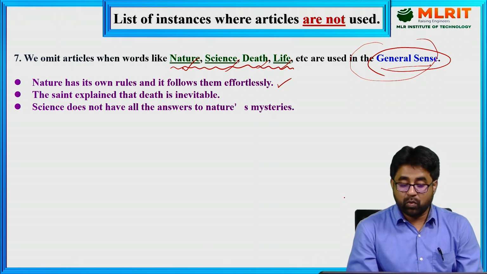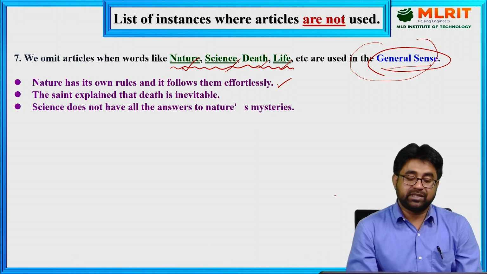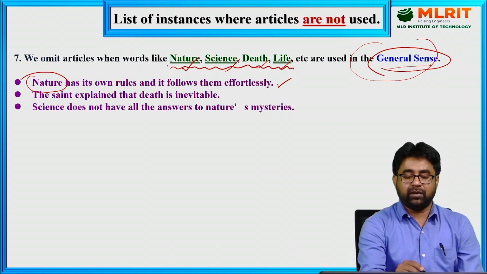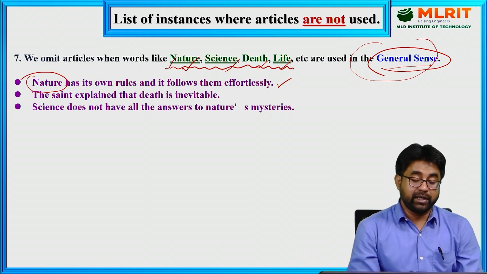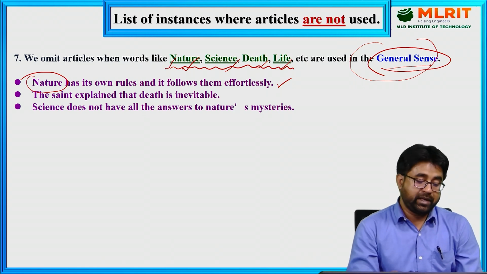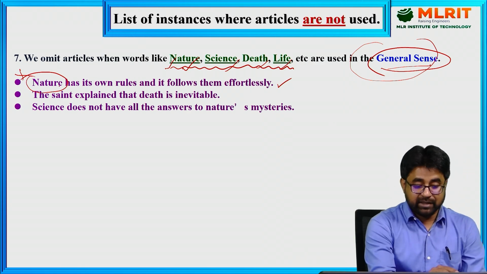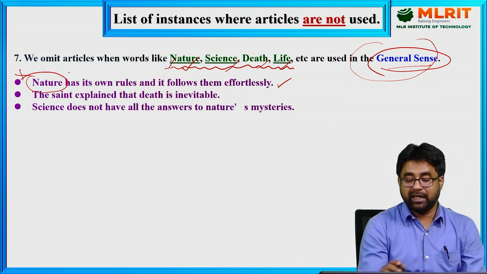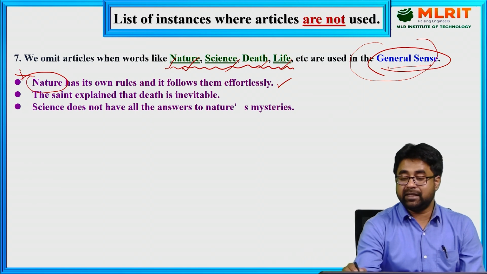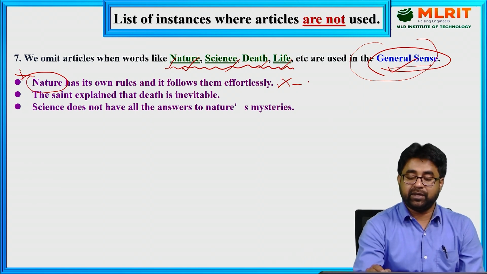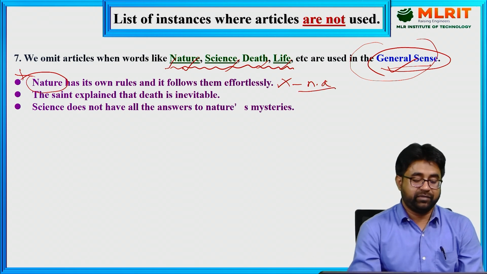Nature has its own rules and it follows them effortlessly. So it's about talking about nature. You can see here also in the rule it is specified if we are using the word nature. So what is happening here? I am not using any article. Why? Because in this sentence, nature is used in a general sense. That's why we are not using any article, so no article in the first sentence.